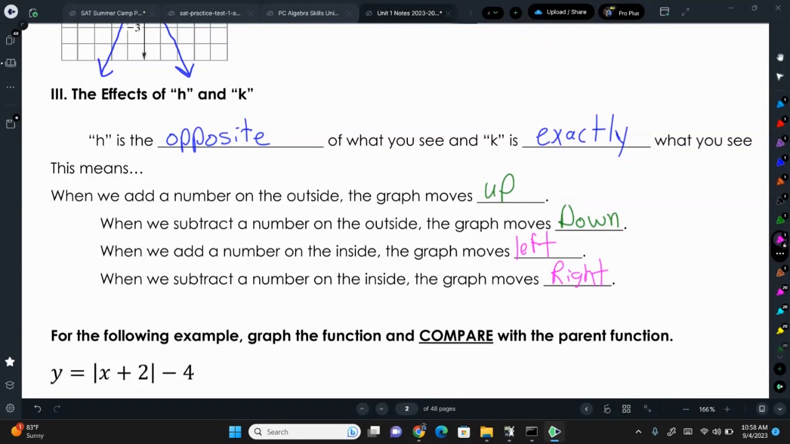So that will help us graph our vertex, and then once we have our vertex, we can use the a value as the slope of our two lines, two parts of the absolute value V, to graph our function.